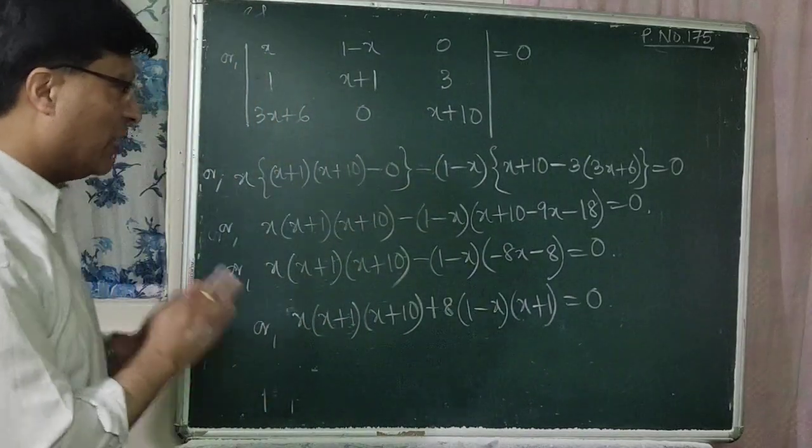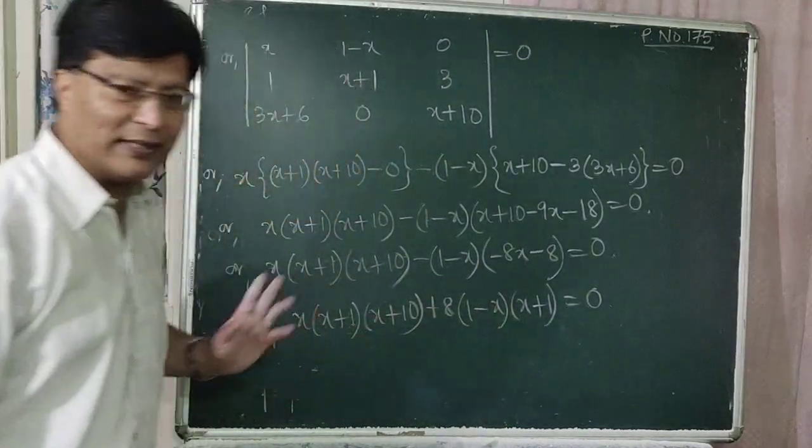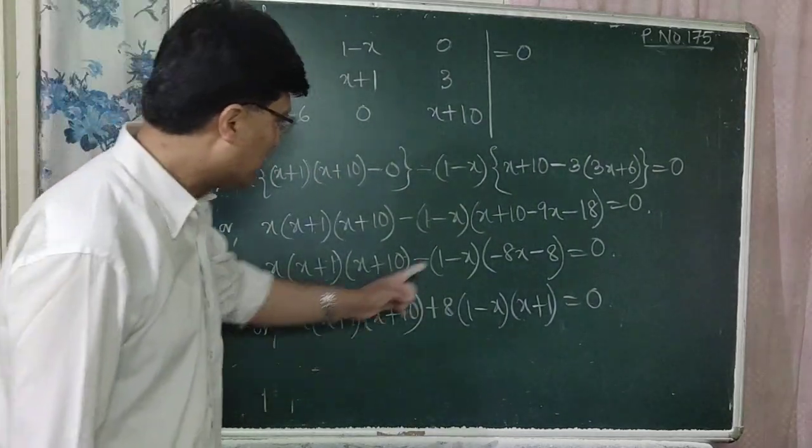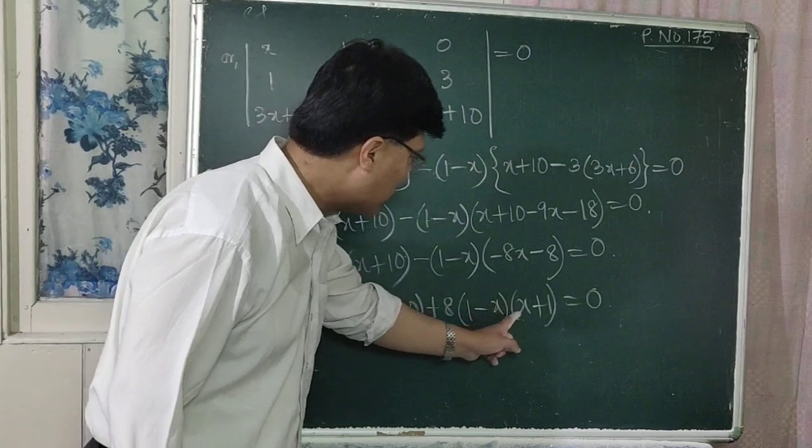अलिकति भए पनि यो सजिलो भयो नि अब, किनभने you can take common here, x plus 1, isn't it? Is that right? Minus 8 is taken common, minus into minus plus 8, so it is 1 minus x into x plus 1, right?